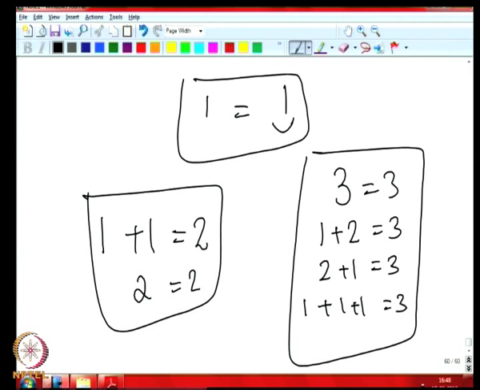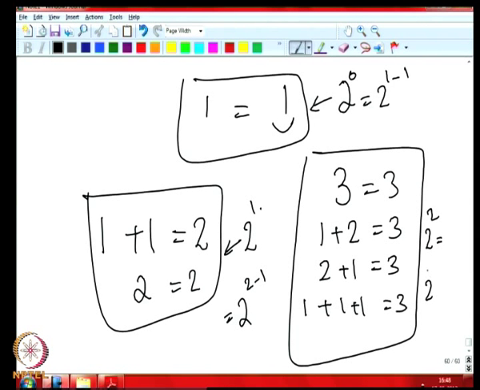So, you can see a pattern here. When I used 1, there is 2 to the power 0 ways to do this. Here 2 to the power 1 ways, that is 2 to the power 2 minus 1. So 2 raised to 0 is 2 raised to 1 minus 1, and here it is 2 to the power 2 ways, that is 2 to the power 3 minus 1.